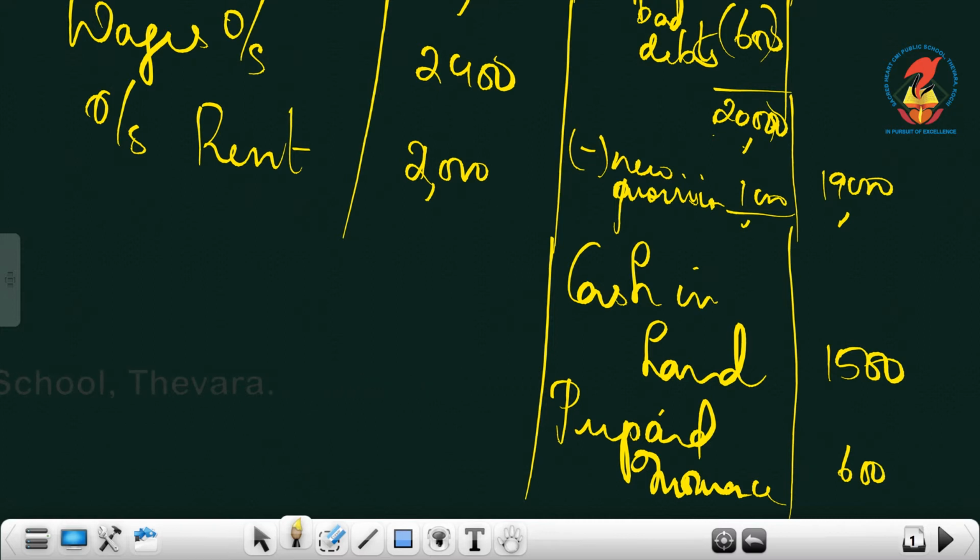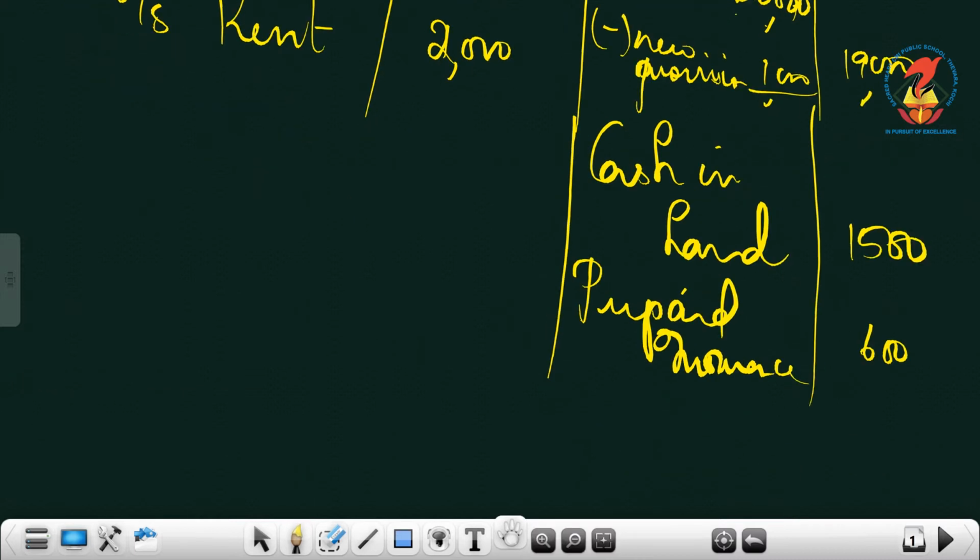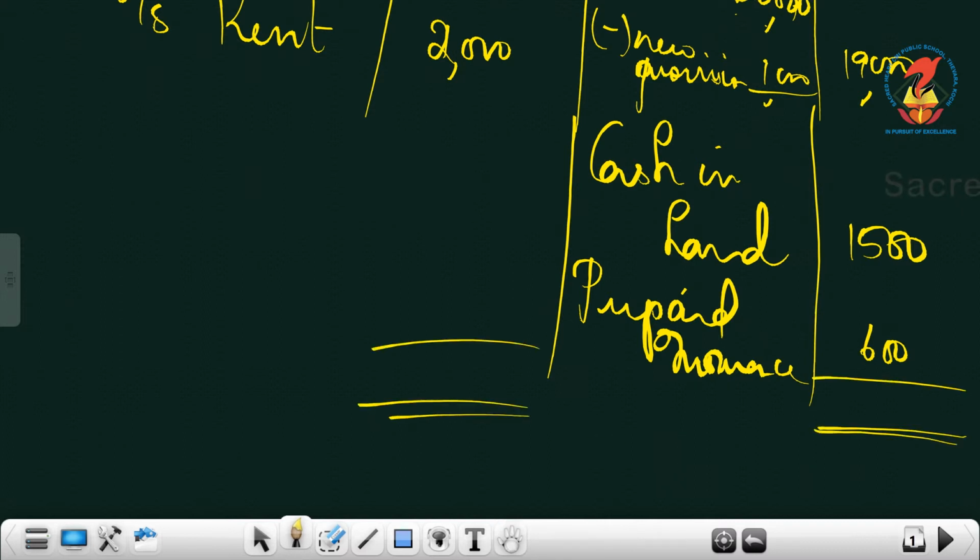Depreciation and furniture we have already recorded. Yes, so now your balance sheet is over. See whether it tallies. The balance sheet total is 1,43,400. You have to add and see whether you are getting the same.